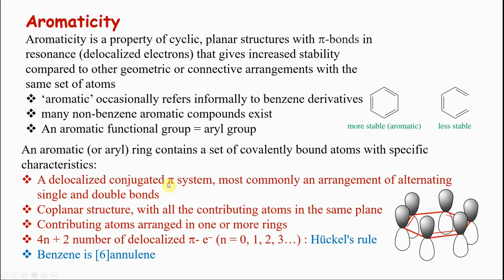First one is a delocalized conjugated pi system. Like here, alternate single and double bonds, most commonly an arrangement of alternating single and double bonds.